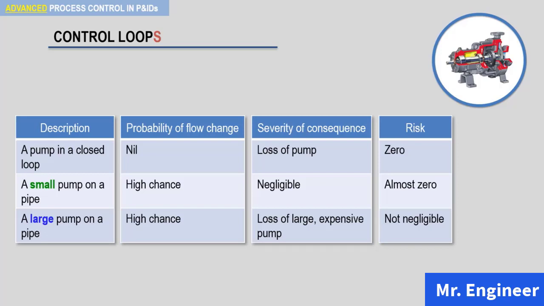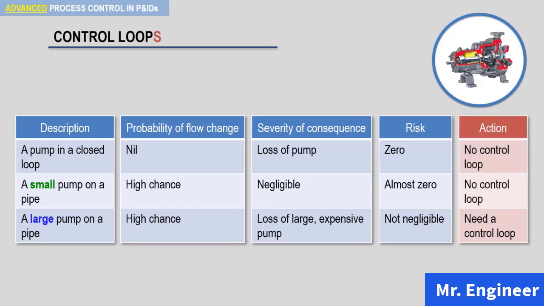And therefore, based on the probability of flow change and the severity of consequence, we can deduce the actions for each case. In the first case, no control loop is needed to protect the pump against low flow. In the second case, no control loop to protect the pump against low flow because even though there is a high probability of flow change, the severity of consequence is almost negligible.